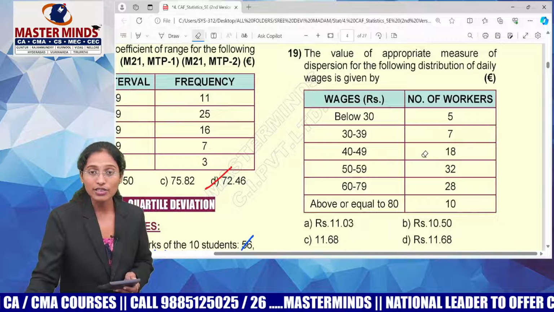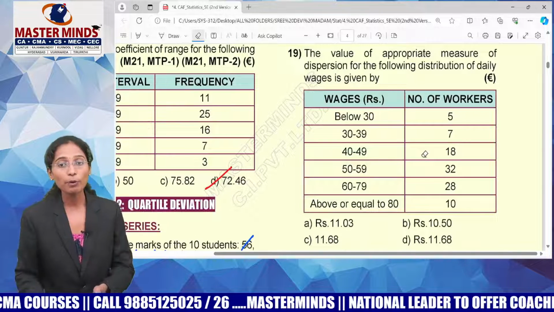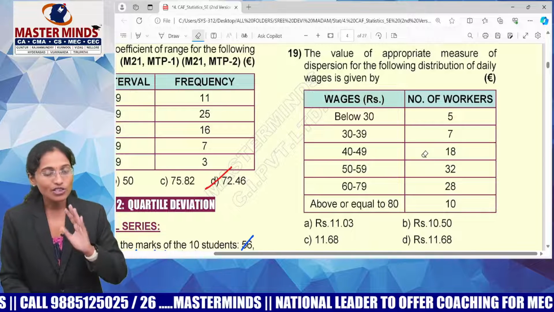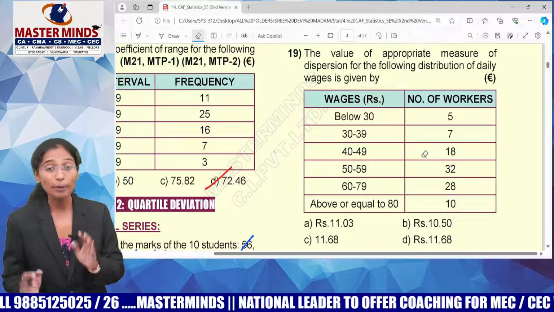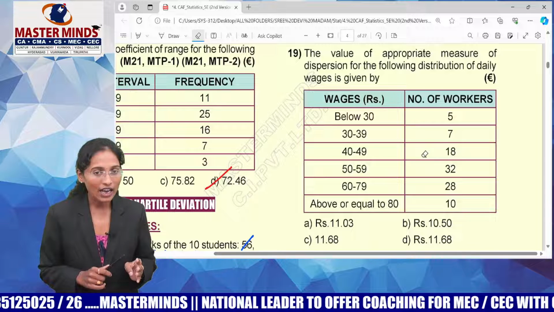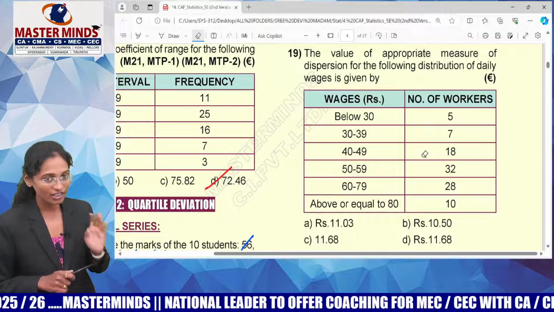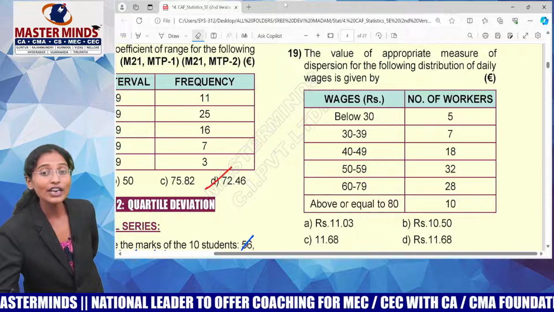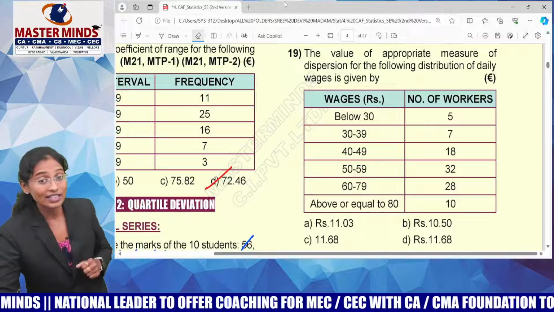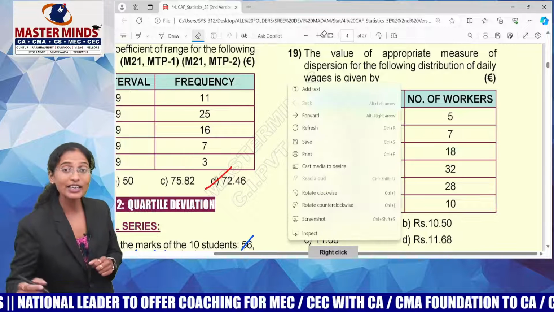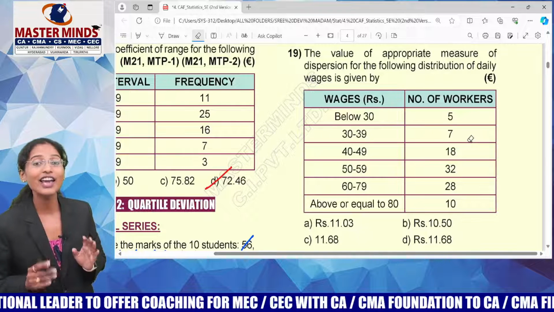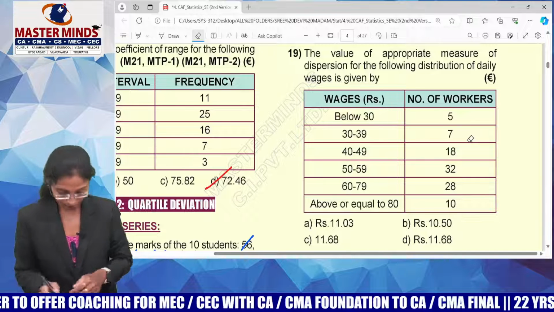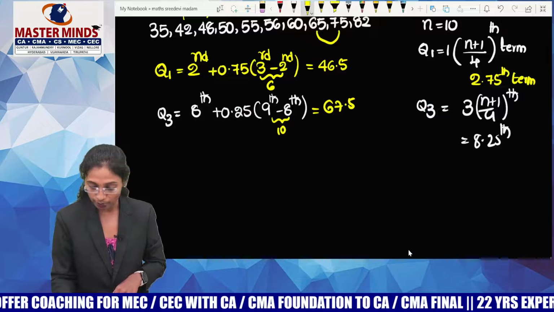Now let's have a look at MCQ number 19. The value of appropriate measure of dispersion for the following distribution of daily wages is given by. So guys, we have to calculate the appropriate measure of dispersion. So we have range, we have quartile deviation, that's what we have learned. So guys, tell me, is range determinate or indeterminate for open-ended classes? As I can see, my question is of open-ended classes. I can't calculate range. So guys, tell me, quartile deviation is based upon whom and whom?